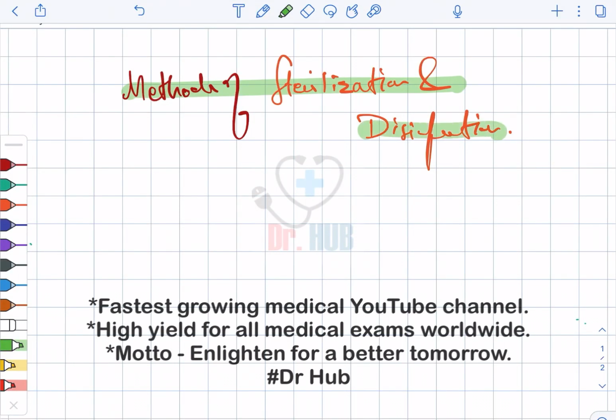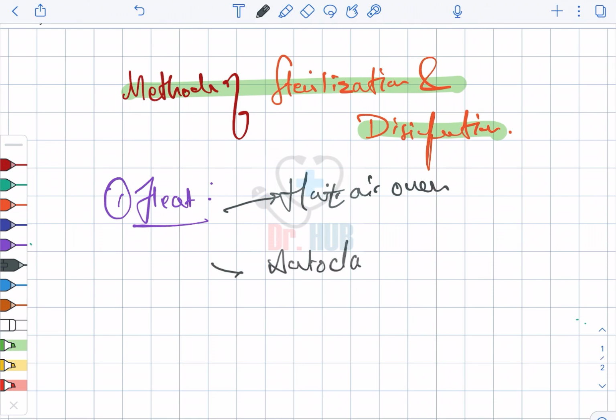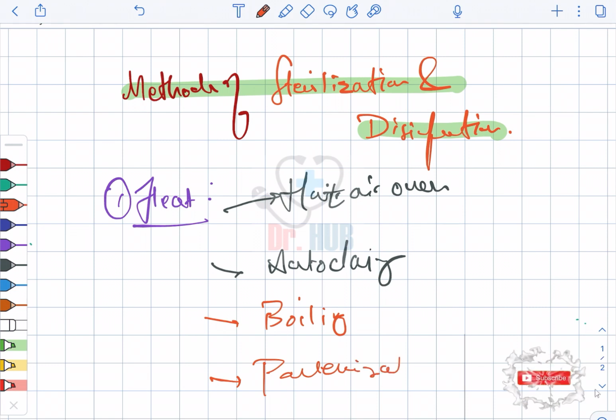Methods of sterilization and disinfection. Firstly, what we see is heat. In the case of heat, there are various methods, such as the hot air oven. Next, there is also autoclaving. Next, there is boiling, and there is pasteurization.